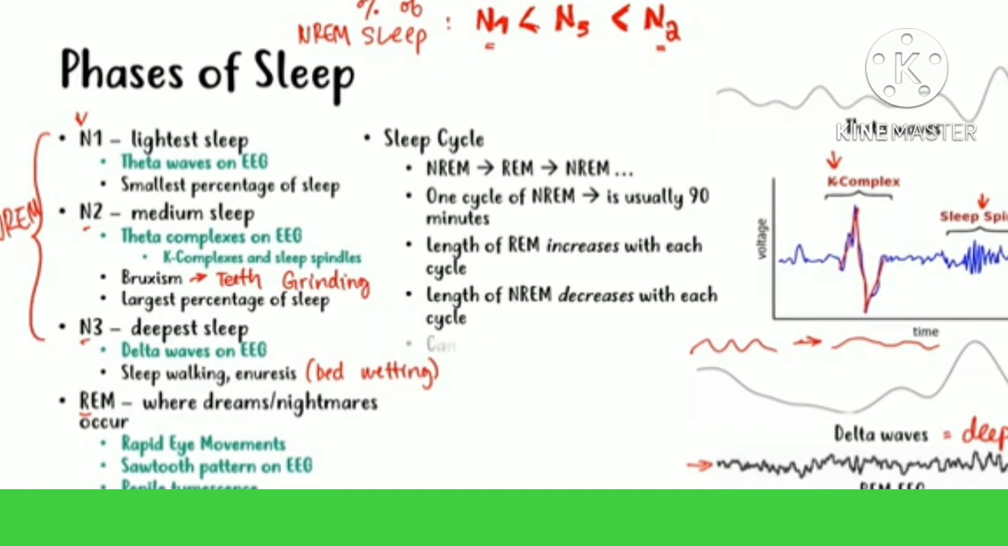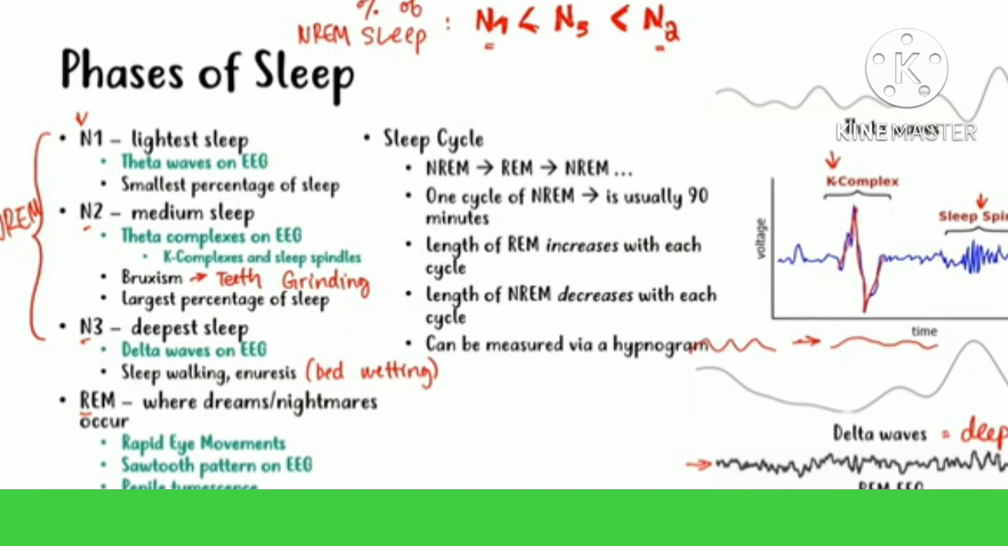And this can all be measured through something called a hypnogram. Hypnogram is usually used in sleep studies. So that's all you need to know for the phases of sleep. It answers majority of the questions you're going to be seeing. Now we're going to go ahead and talk about narcolepsy. Narcolepsy is one of the main disorders you're going to see on step 1.